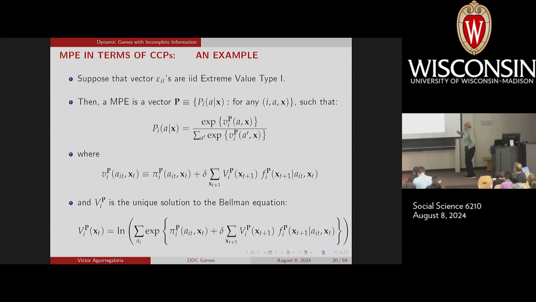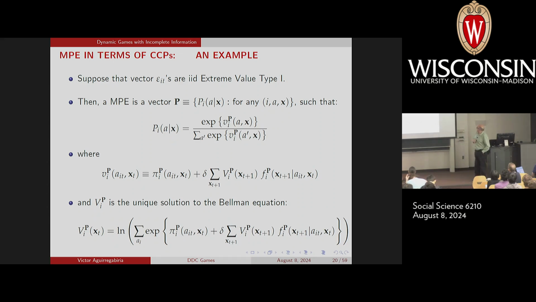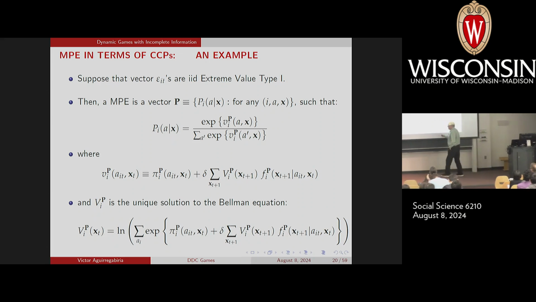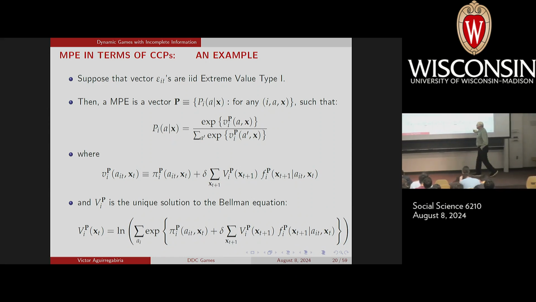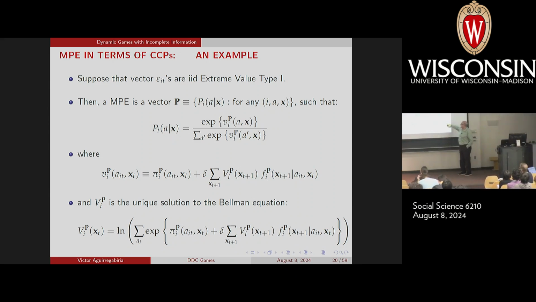A particular and very common example in empirical applications is when the additive epsilons, one for each choice alternative, are i.i.d. extreme value type 1 distributed. In this case, the integrated Bellman equation has this logarithm of the sum expression, and the best response choice probabilities have this logit expression.